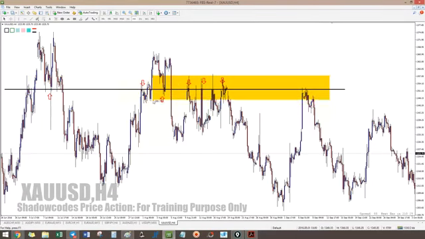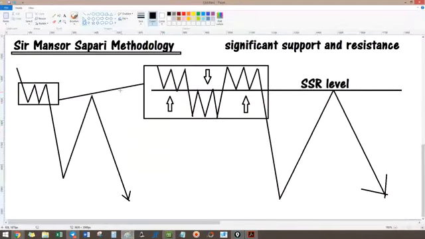Or you can take the places where there is a body that breaks this level that you already drew. You can take the place where there is a candle body, something like this. Let me draw. Find the zone that has something like this. Or something like this.